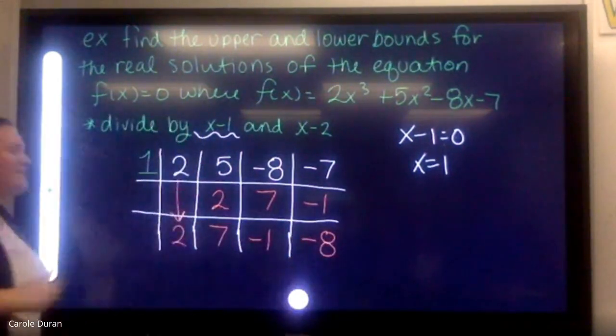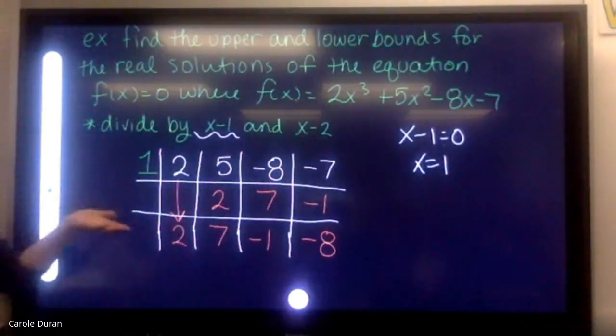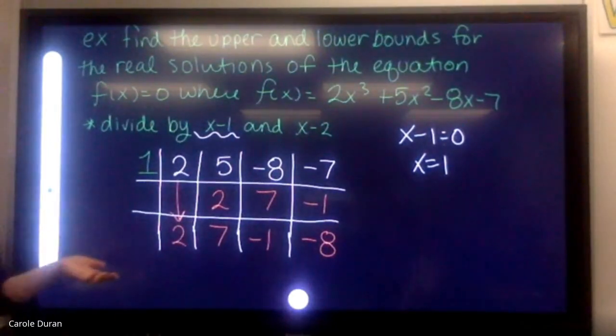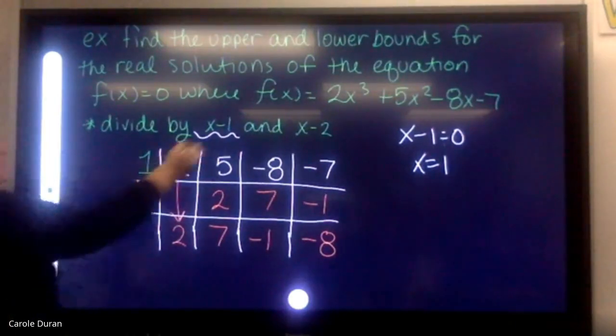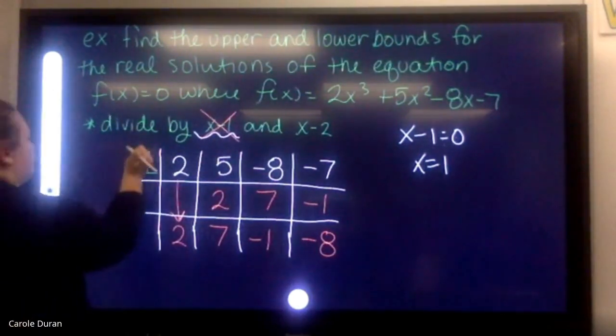So I'm trying to identify my upper and my lower bounds. Since I divided by a positive, this could only be an upper bound if I had no sign changes occurring in that third row. Did I have any sign changes in that third row? Yes. So this is not an upper bound. So now I have to test the next one that it gave me.